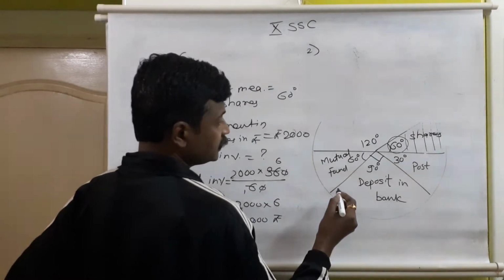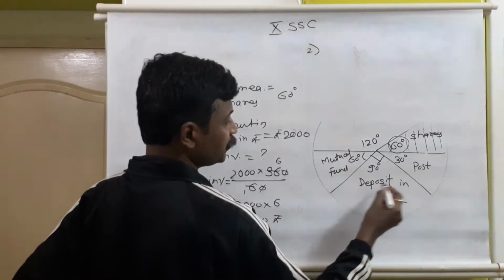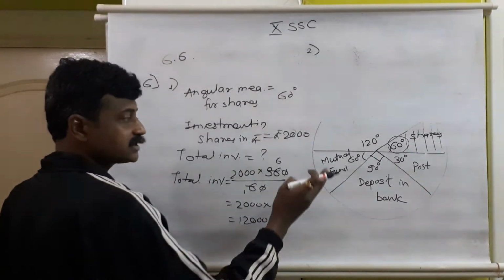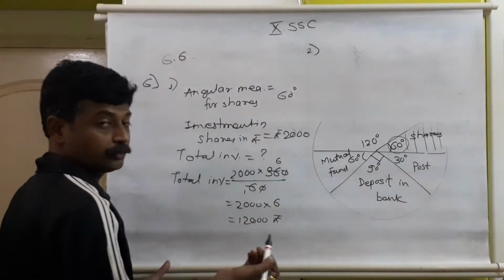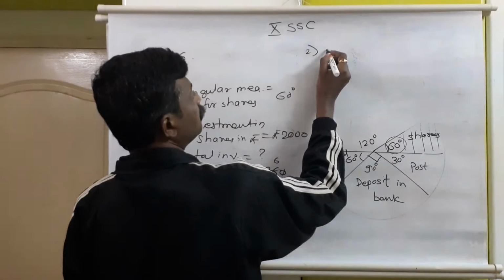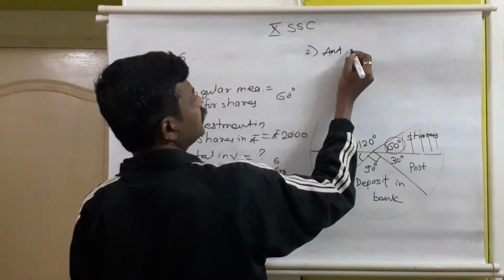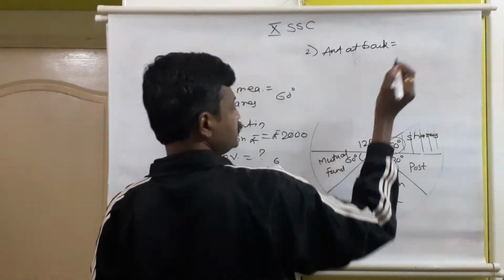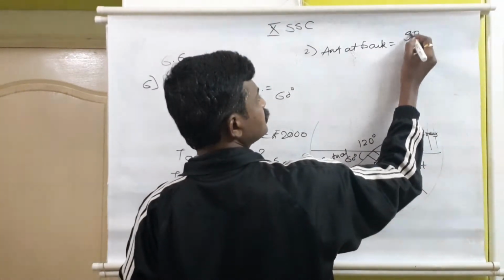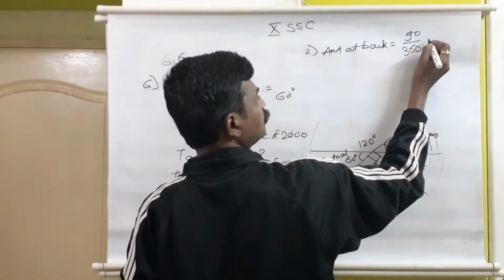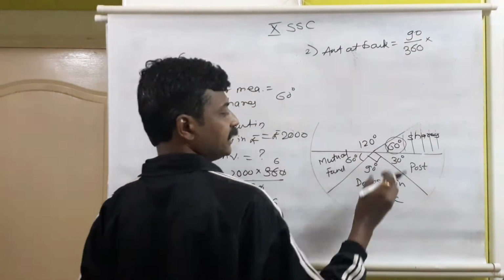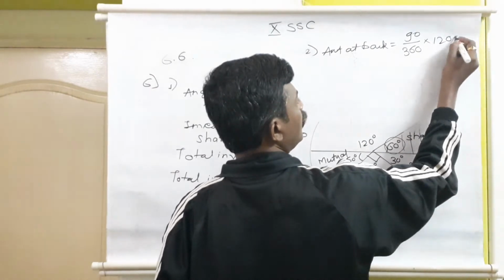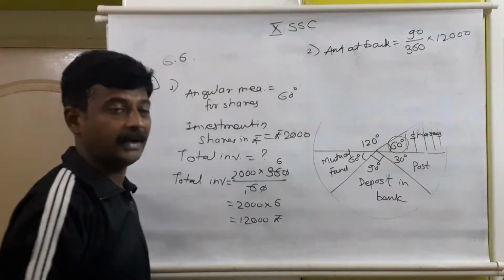see, for the bank, mutual fund deposited in bank is 90 degree. So out of 360, 90, then out of 12,000, how much? Easily we can find out. Amount deposited at bank is equal to 90 out of 360. When total amount is 360, then out of that 90 is for bank. When total amount is 12,000, how much is at the bank?